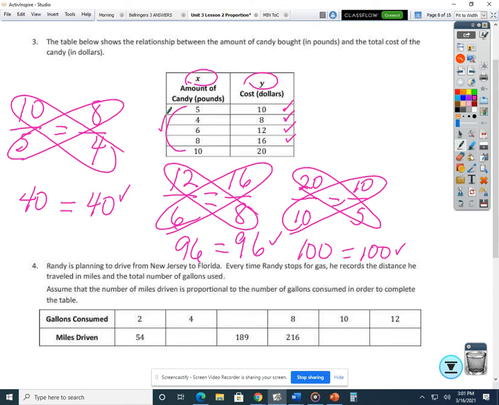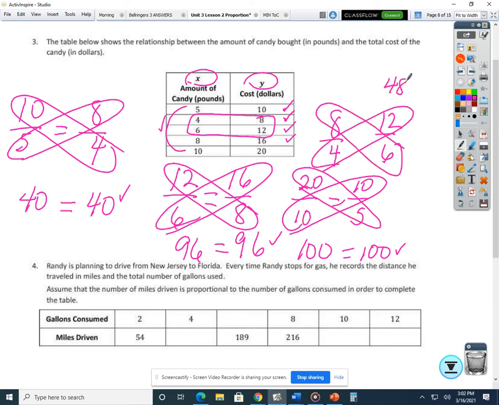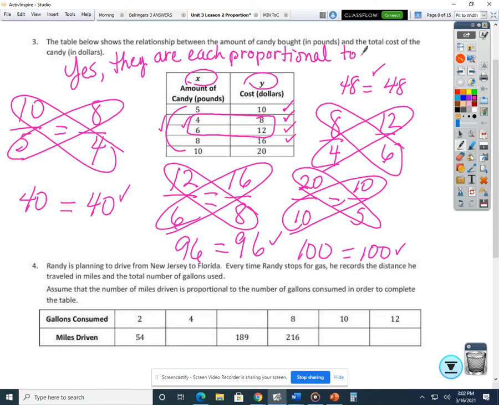So we do need to check one more pair, and let's look at these middle two. We have 8 over 4 and 12 over 6. All right, 4 times 12 is 48, 8 times 6 is 48. So again, those are proportional to one another. So therefore, our table is proportionate. So we can say yes, they are each proportional to the others.